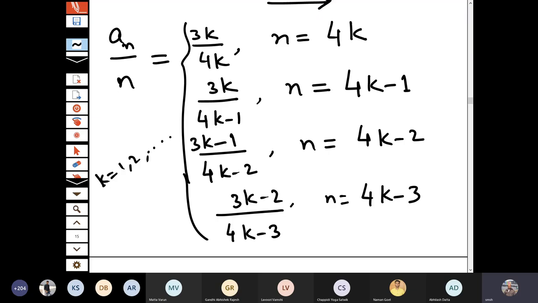Is this description of An/n clear to everyone? Yes, sir.